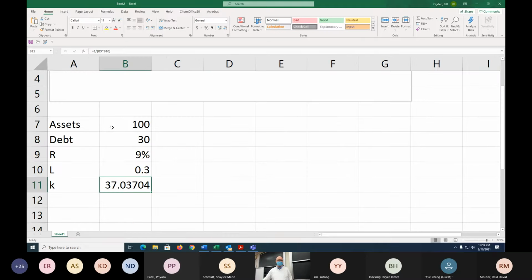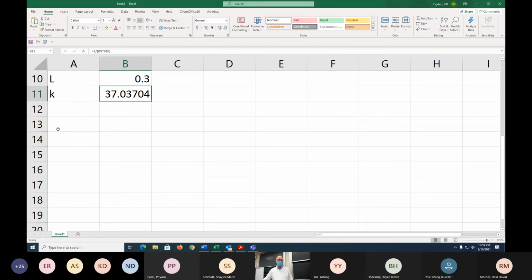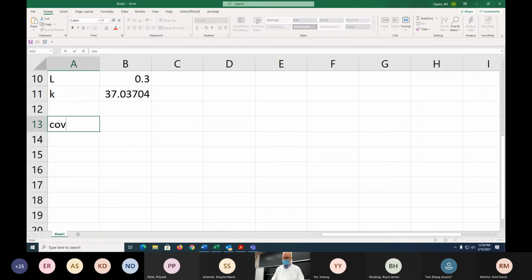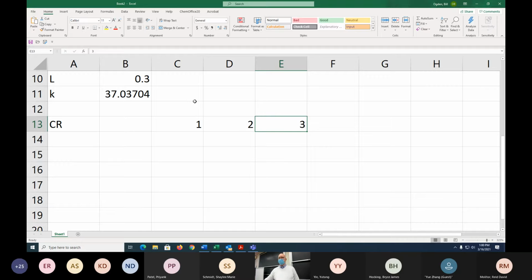All right, so we have the K. And let's do a little table here. I'll just use capital CR, coverage ratio. Let's go out here about, let's say, 1, 2, 3. Let's stop here just for a moment. And let's go back to the Word document, and we'll get the rest of the information we'll be needing.